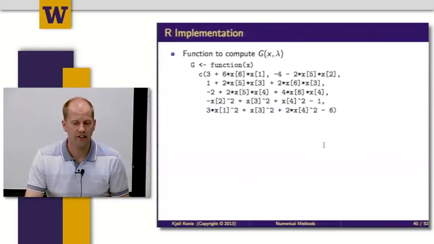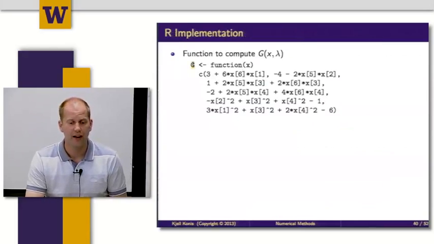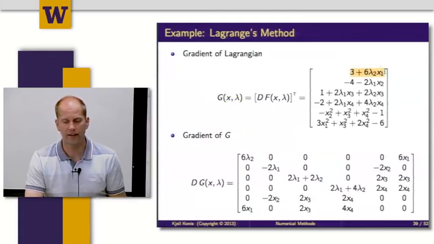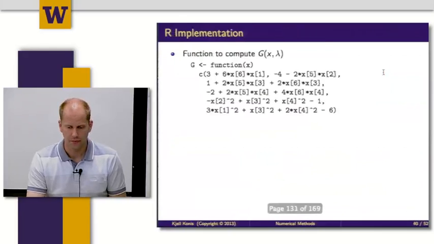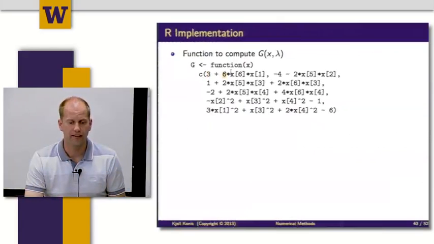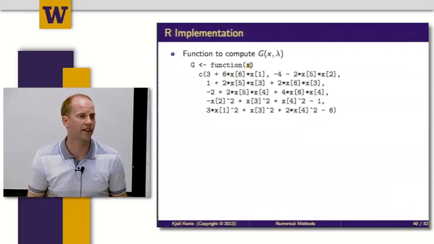So I can make functions to compute these. They're not particularly pretty, but I made a function g, and all it's doing is evaluating this function here. So you can see the first element is just going to be 3 plus 6 times lambda 2 times x1. Oops, wrong way. And so the first element of this function is just 3 plus 6. And now I'm going to treat this as a function of just one variable, x. So x is a vector with 6 elements.